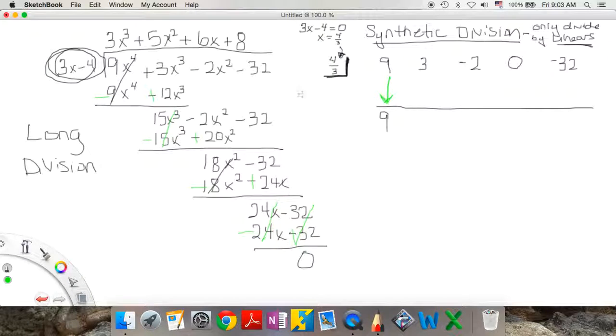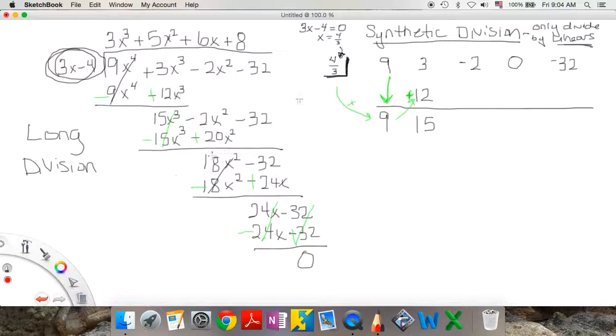Then you're going to take this number and multiply it times the 9, and then we're going to put it right here. So 4/3 times 9, well, that's 3 times 4, right? So that's 12. Now you're going to add these two terms to get a new one, 15.